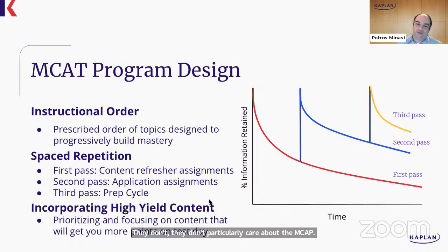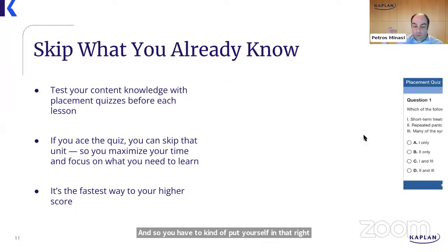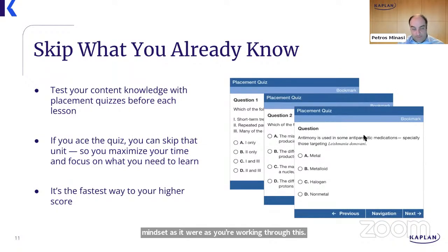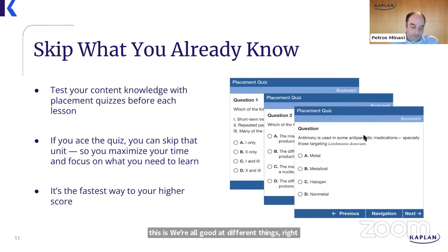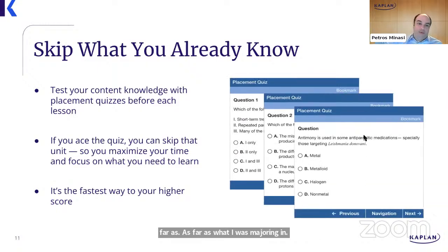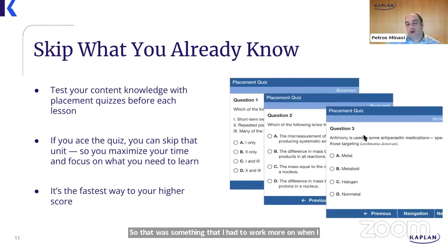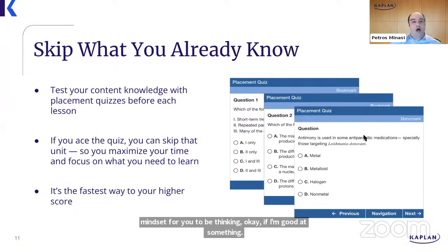And so you have to put yourself in the right mindset as you're working through this. One way to think about it is that we're all good at different things. Here's my story: I didn't care for physics. Physics wasn't something I saw any relevance to for what I was majoring in, so that was something I had to work more on when studying for the MCAT. So it's an important mindset: if I'm good at something, I need to force myself to work at the things I'm not so great at.